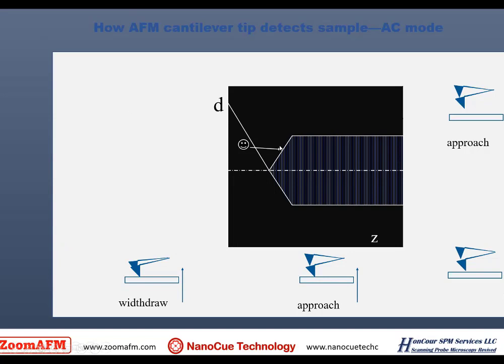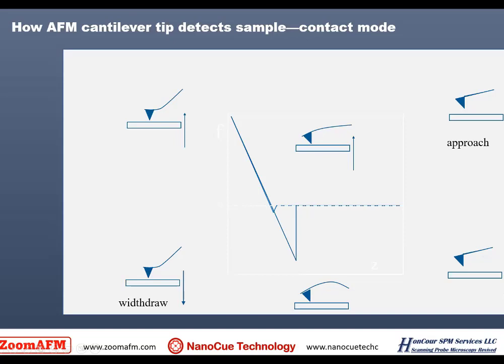And if we put a set point right here, a fraction of the free amplitude, then we can control the tip-sample separation distance, and we can use that to image and scan the sample. In this case, the set point is always a fraction of the free amplitude. So in AC mode or tapping mode, the set point is always below the free amplitude. In contrast, in contact mode, the set point is above the free deflection.